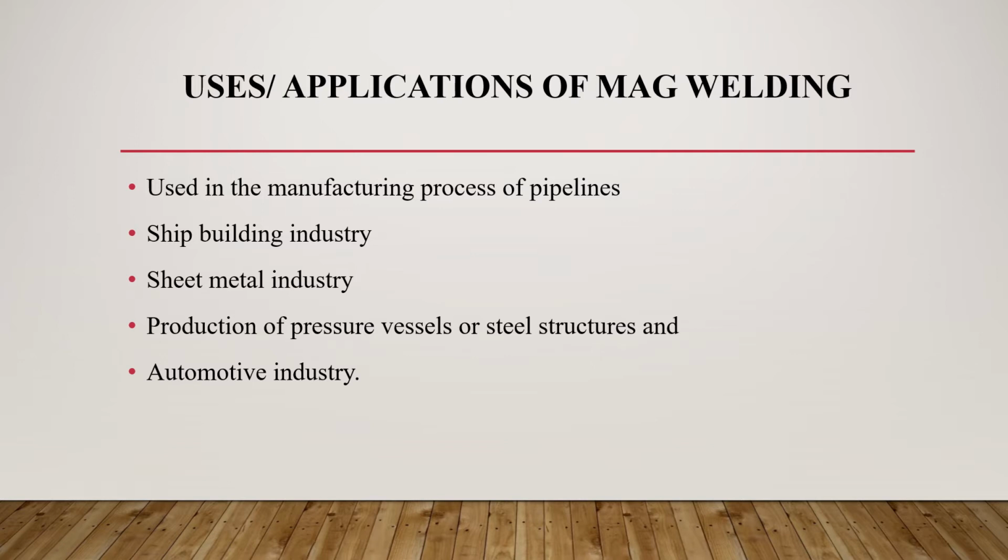Then number four, in the production of pressure vessels or steel structures. For pressure vessels, we look at both oil and gas tanks, underground and overhead. And when it comes to steel structures, we look at columns and beams. Since these columns and beams, or even trusses, are made of thicker materials, for them to be properly joined or welded, in most cases we employ manual welding.